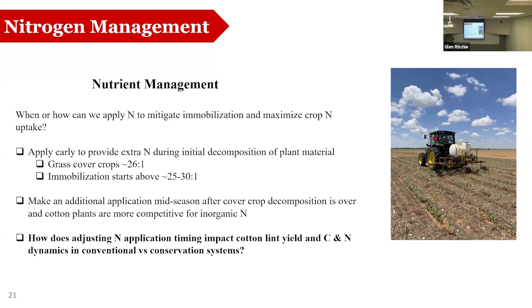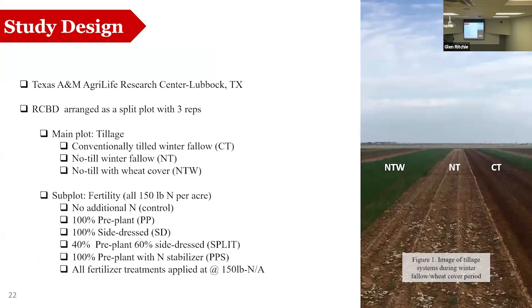So just to put it really in perspective, our grass cover crops are going to be about a C to N ratio of about 26:1, and immobilization of soil nitrogen occurs at about a 25 to 30:1 C to N ratio. So we're right on the border of inducing immobilization when we're applying these cover crop materials. So the goal of this study was to make a few additional applications, either pre-plant or in the middle of the season, to aid in that cover crop decomposition, and hopefully have some more inorganic nitrogen for our cotton crops.